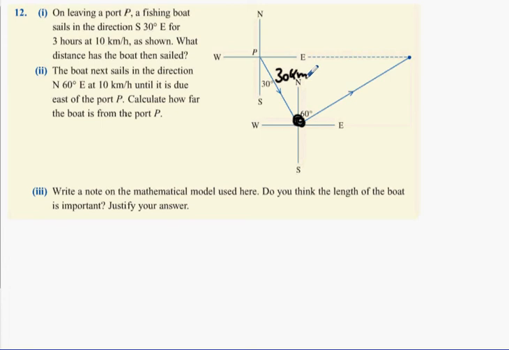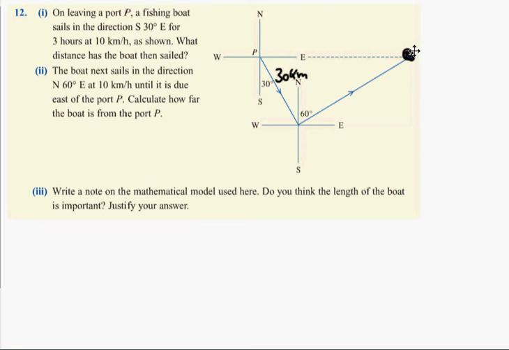What distance has the boat sailed? Okay, 30 kilometers. It's pretty easy. The boat next sails in the direction north 60 degrees east at 10 kilometers an hour until it is due east of the port. So it keeps sailing this direction until it stops here, at level ground with the last one. What we need to find out is what are the angles involved here.